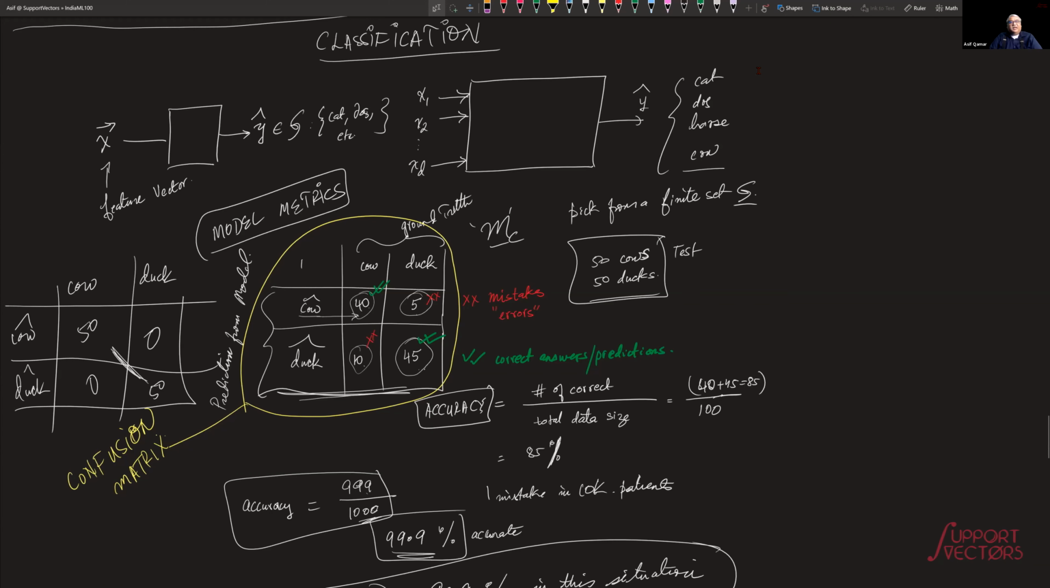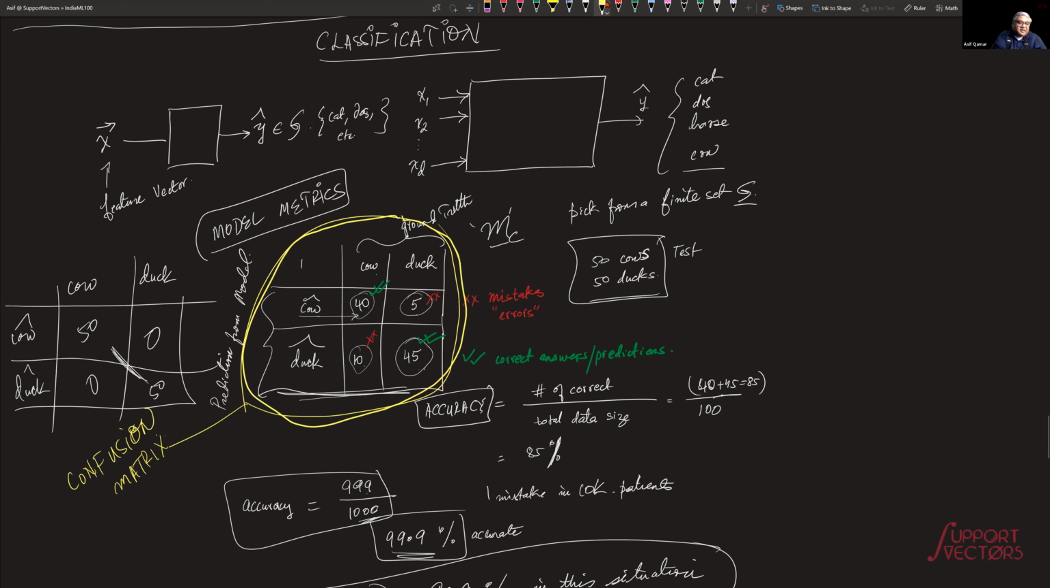How do you know? You make a magic box, a classifier box. How do you know that this is a good classifier box? The way you do that is you look at something called the confusion matrix. Look at this big circle that I made. This is the confusion matrix, and every metric of performance about a classifier is derived from this.